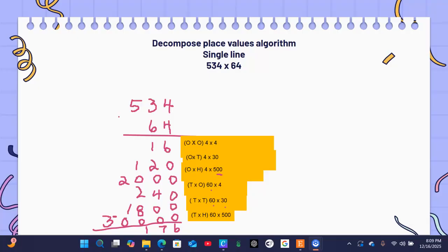Let's make sure our pen is working. All right. And 1 plus 2 plus 1 equals 4. And then bring down our 3. Hopefully you guys can see that.